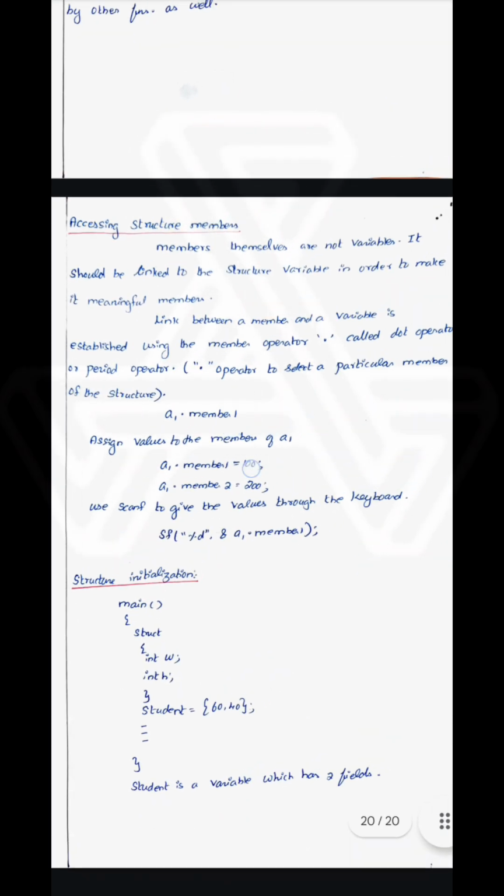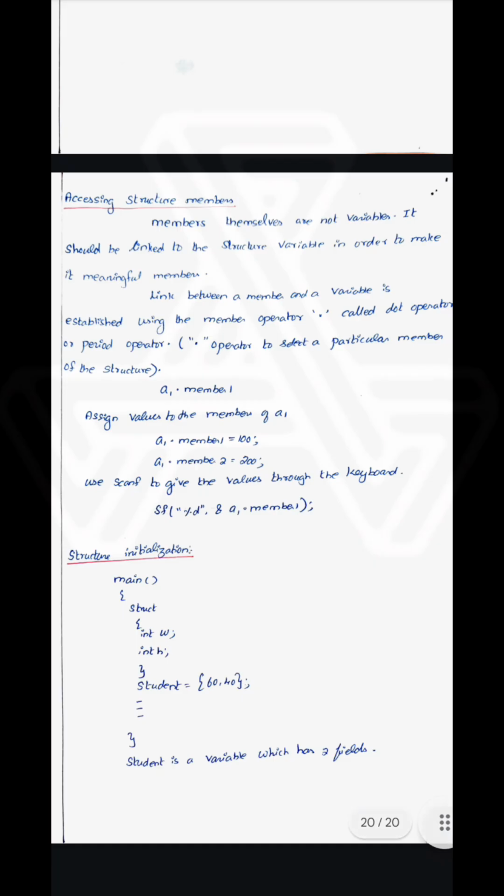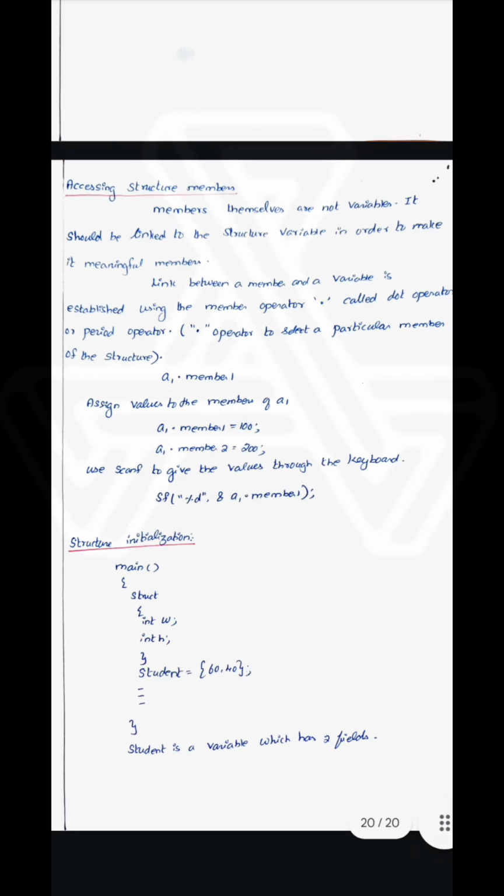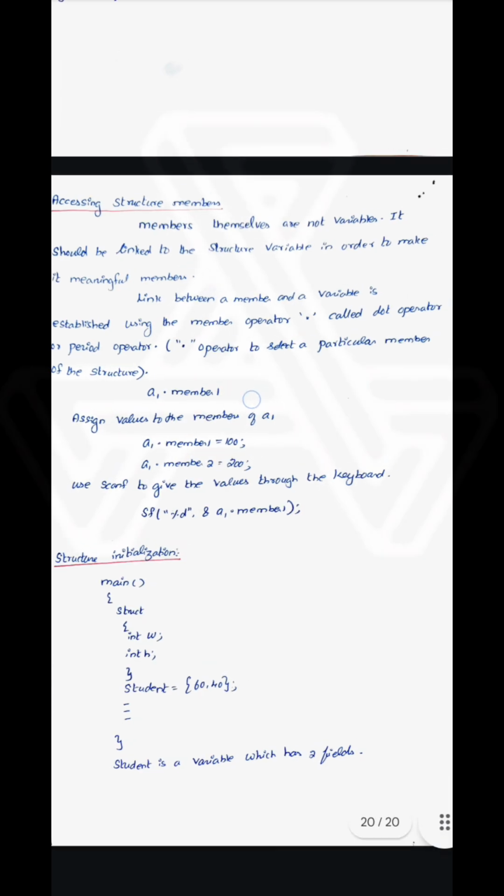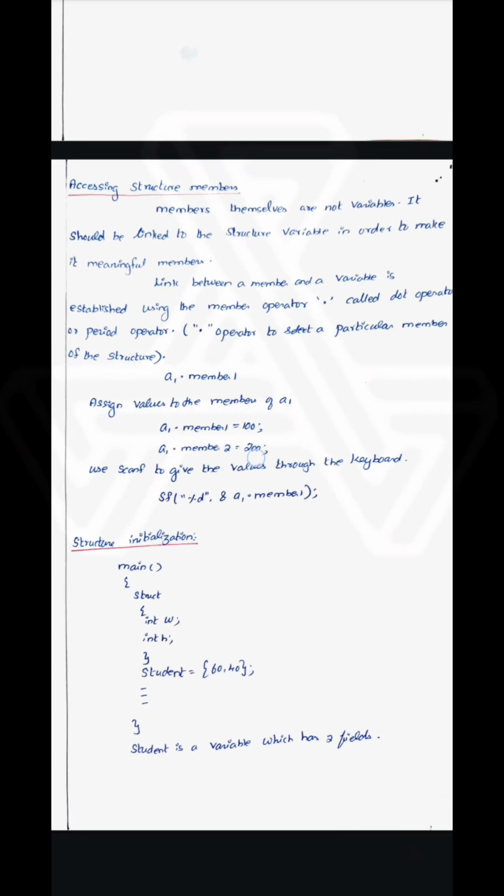Accessing structure members. Members themselves are not variables. They should be linked to the structure variable in order to make them meaningful members. The link between a member and a variable is established using the member operator, called the dot operator or period operator, to select the particular member of the structure. a1.member1 = 100, a1.member2 = 200. We use scanf to give the values through the keyboard.